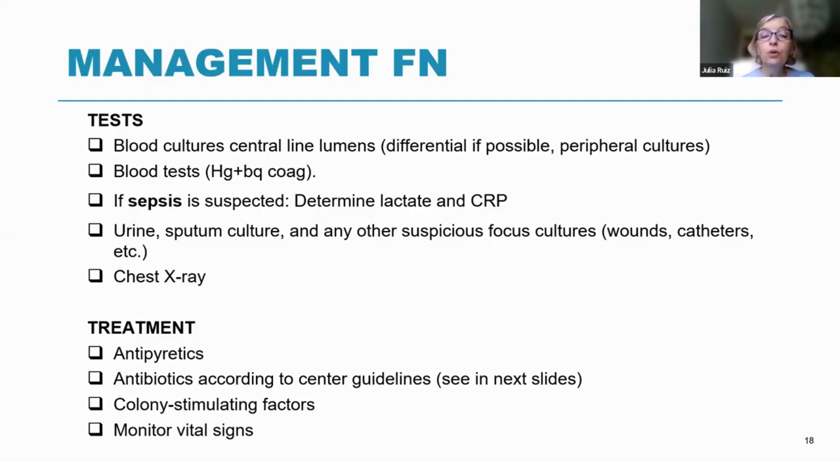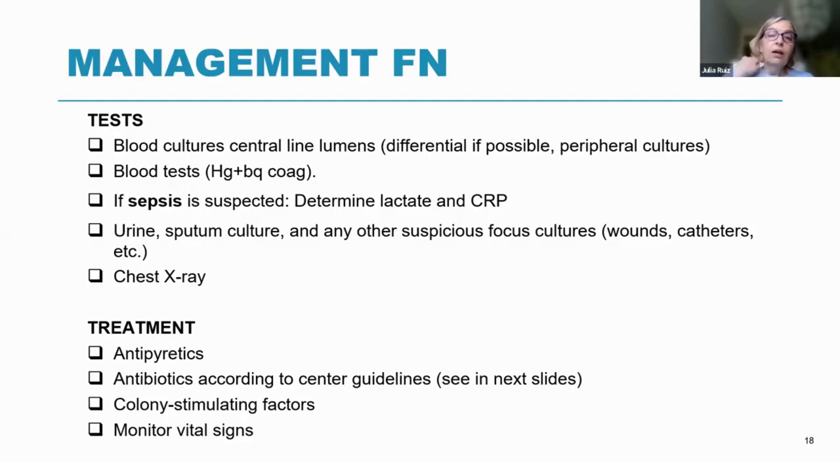Also, urine, sputum culture, and any other suspicious focus cultures should be done if there is any, as we said before, any wound or the catheter doesn't have a good aspect. And also the chest X-ray if the patient has been complaining of any difficulty, any respiratory difficulty.